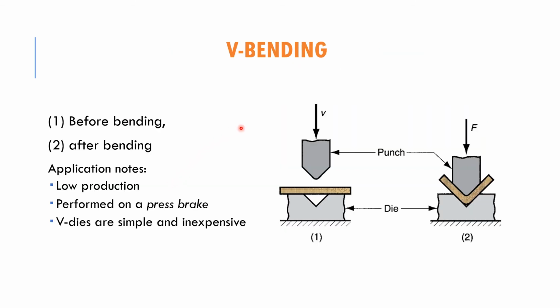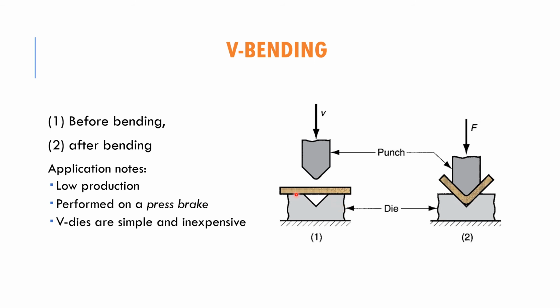If you can see in here, the punch has the shape of a V, and that's why it is called V bending. This is before the bending process, and this is the sheet metal workpart. When the punch goes through what we call the die, you will get the sheet with a V-shaped bend like this one.